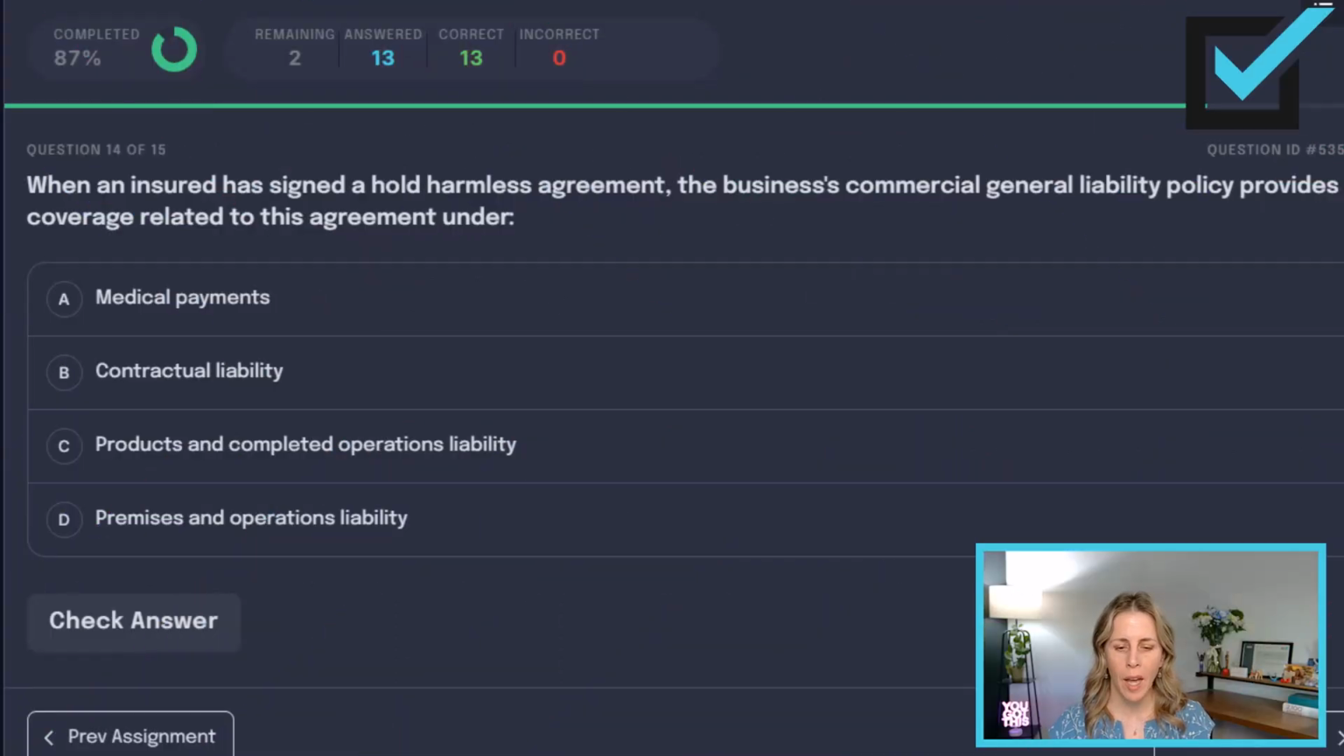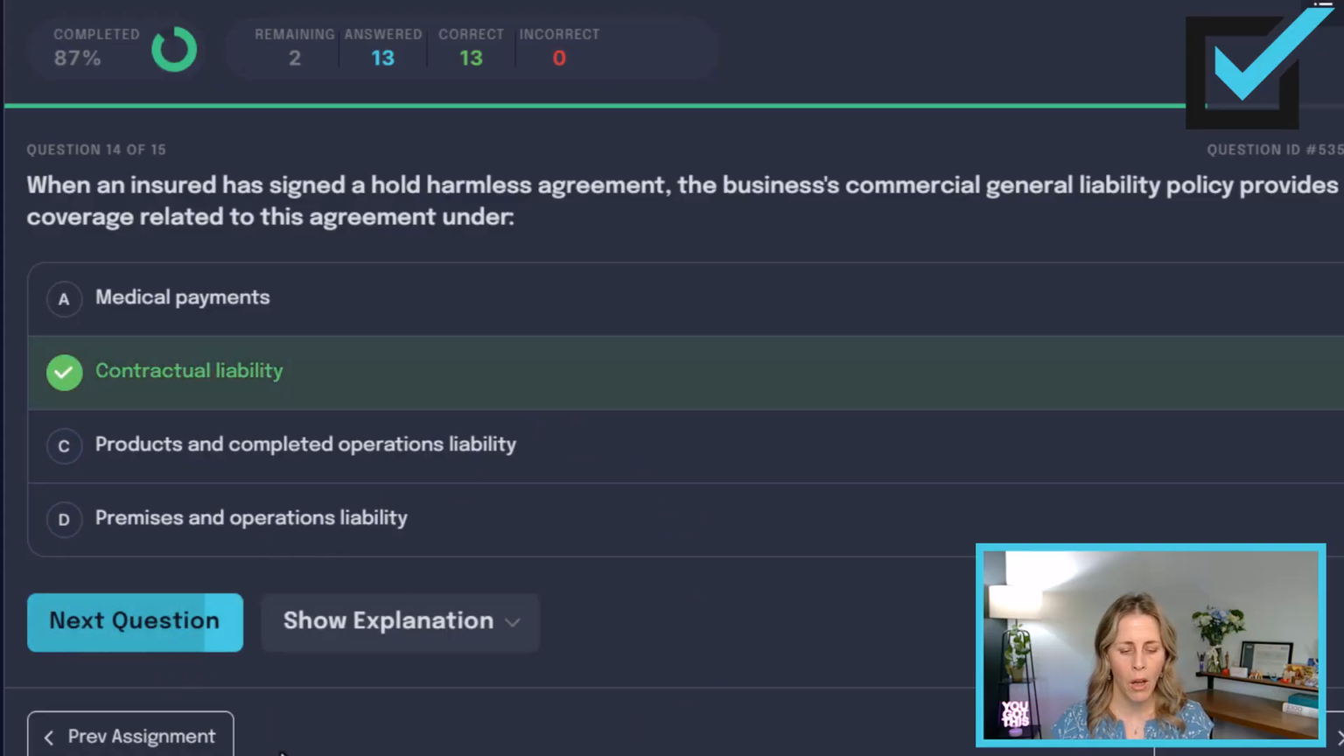When an insured has signed a hold harmless agreement, the business's commercial general liability policy provides coverage related to this agreement under medical payments, contractual liability, products and completed operations liability, premises and operations liability. It is provided under contractual liability, also called insured contracts. There are only specific insured contracts that coverage will apply to. So there is a list that you will need to memorize for these.